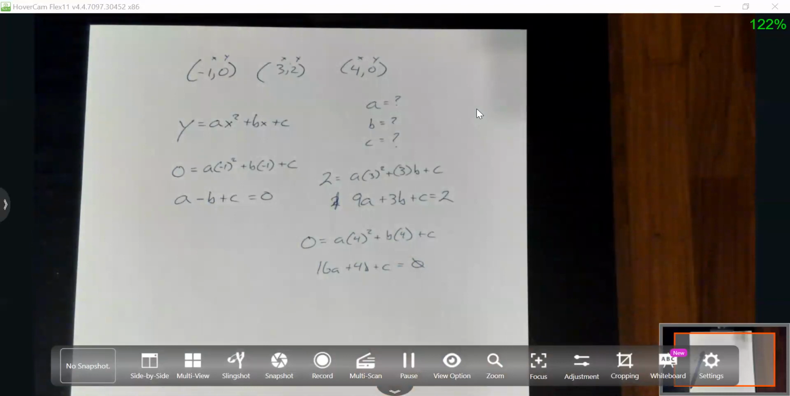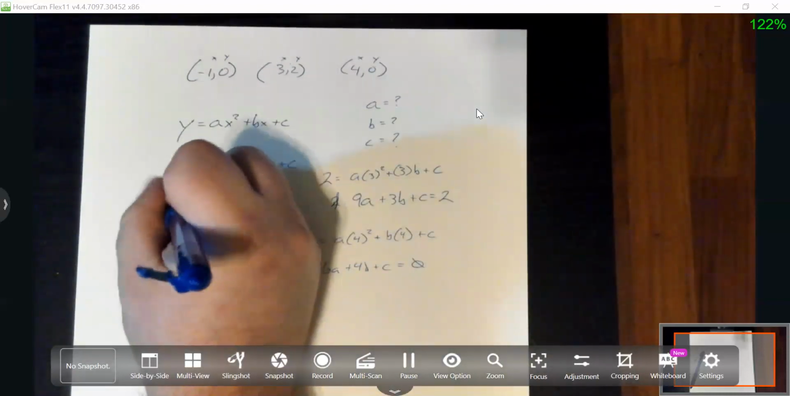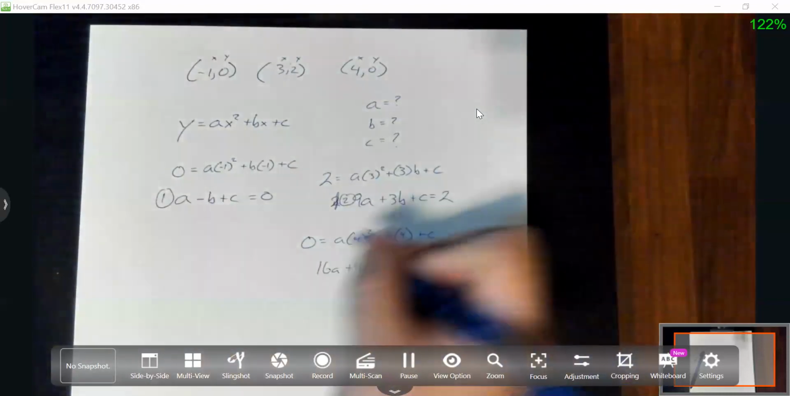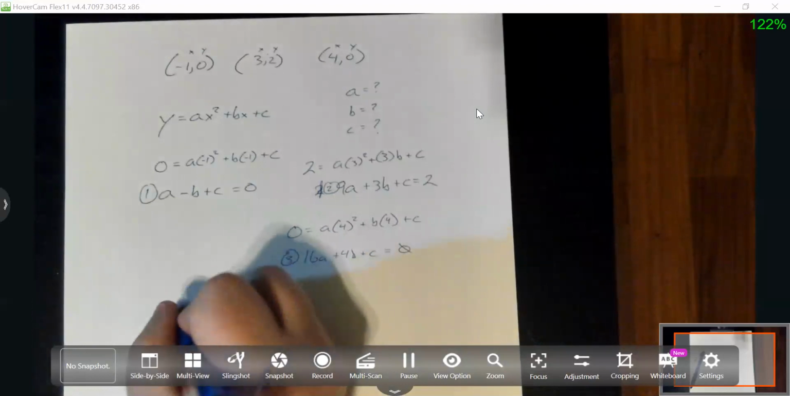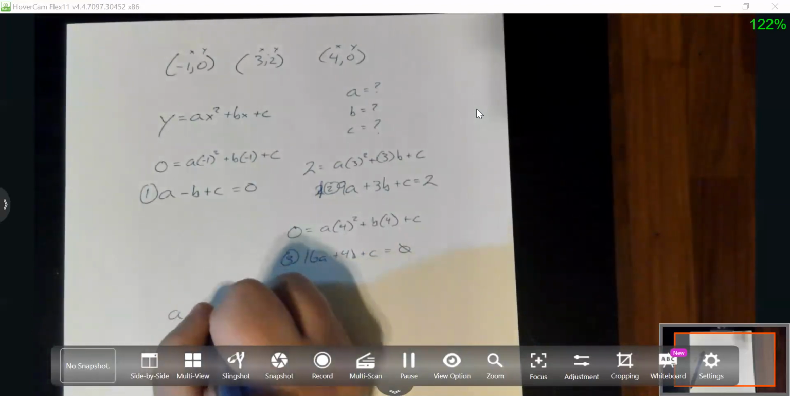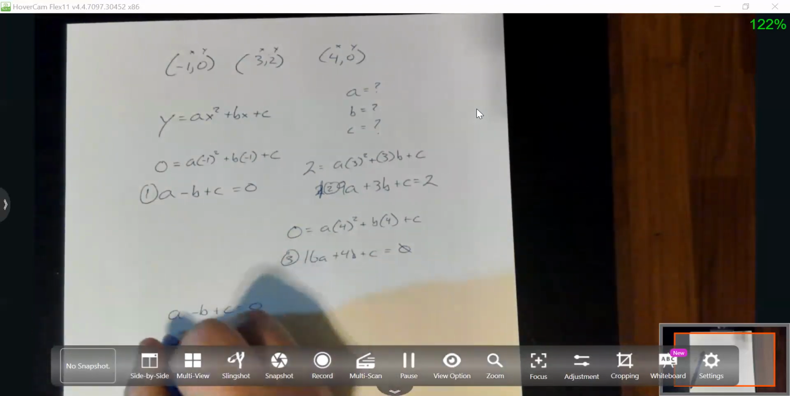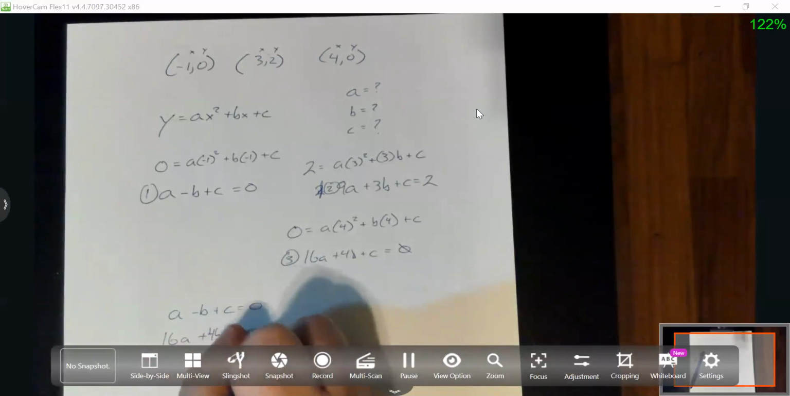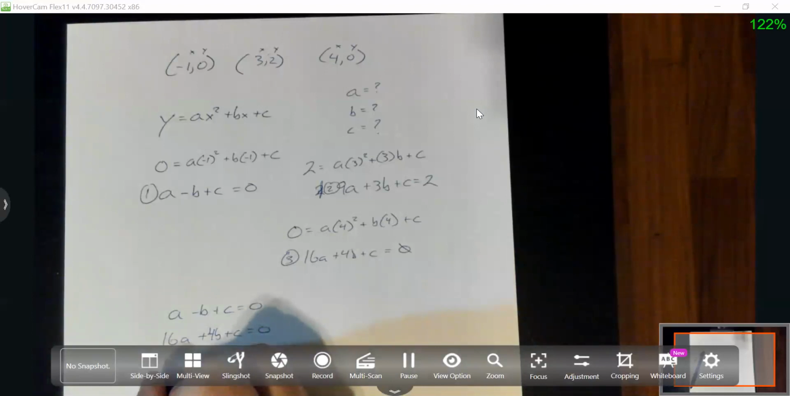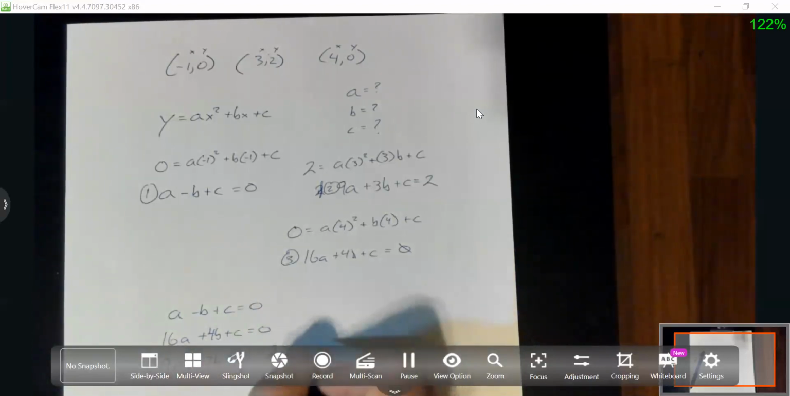All right, that was a lot of ugliness. We now have 1, 2, 3 equations. All right, this should start looking familiar now. If I write them now, we have a minus b plus c equals 0. We have 16a plus 4b plus c equals 0. And we have 9a plus 3b plus c equals 2. Hey, look, it's our friend, the systems of equations.